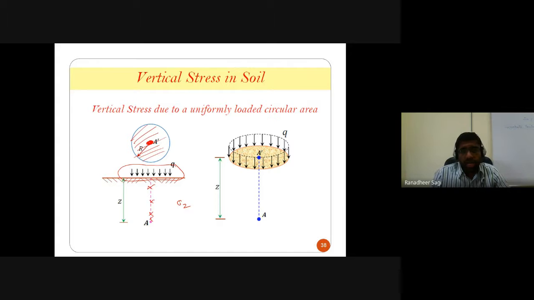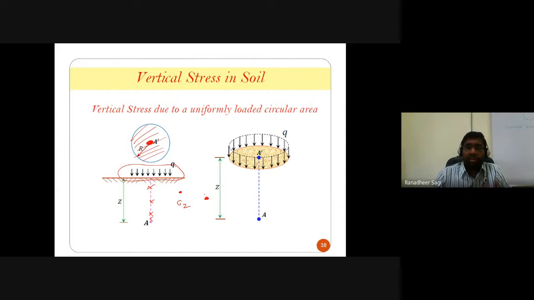However, we may not always be interested in calculating the increment in stress only with respect to the center position of the loaded region. We might be interested in calculating the increment in stress at any point, maybe some point here, or somewhere else. The point where I want to calculate may not be exactly lying below the loaded region. It can even be away from that loaded region.